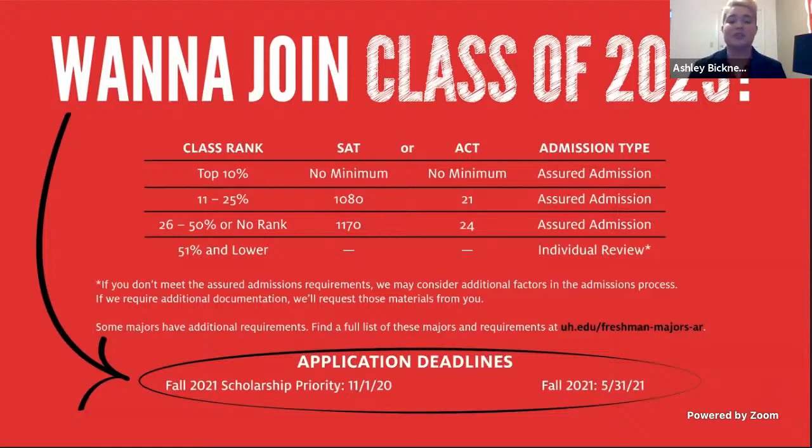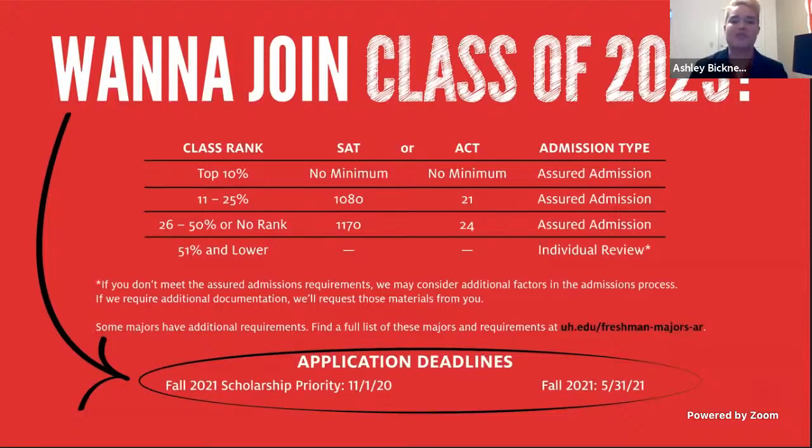If you're in the 11 to 25%, if you get a 1080 or a 21 on the ACT, you're guaranteed admission. Now, keep in mind, you only have to meet one of these. So if you happen to get a 1070 and a 21, you would still meet those requirements. You just have to meet it on one of the exams. For the 26 to 50% or non-ranking high schools, if you're at a non-ranking high school in the state of Texas, this would be you, or out of state or international, it's going to be an 1170 or a 24 to guarantee admission.